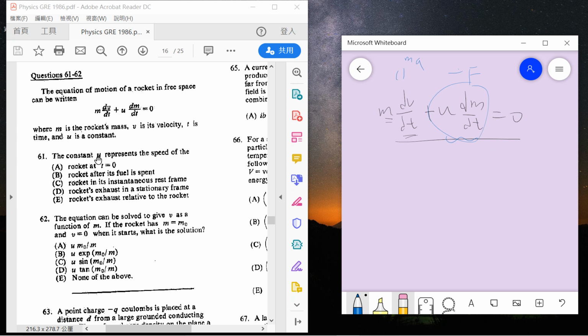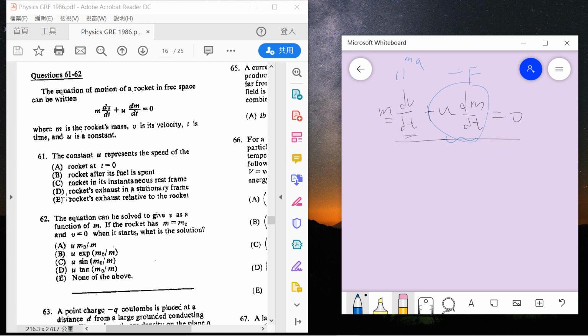Okay, so what does u mean? u represents the speed, because the unit of u should be the same as the unit of v. So basically this is a force. So we should choose E: the rocket exhaust speed relative to the rocket. So the answer is E.